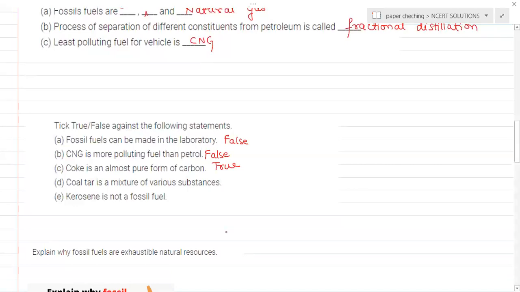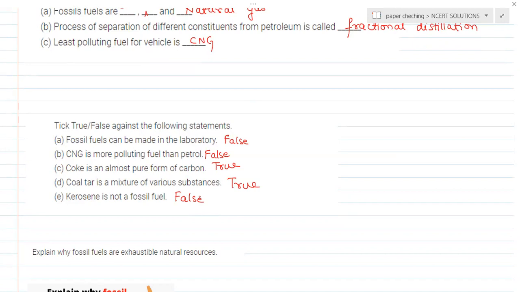So coal tar is a mixture of various substances. Yes, that's true. Kerosene is not a fossil fuel. This is false. In itself, kerosene is not a fossil fuel. It is part of petroleum, which is a fossil fuel, right? So it is false, right?